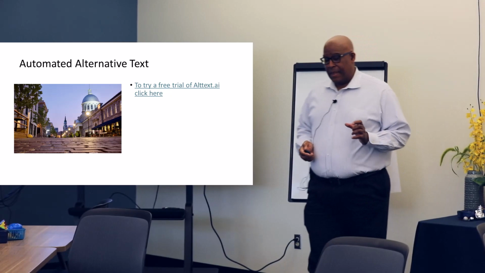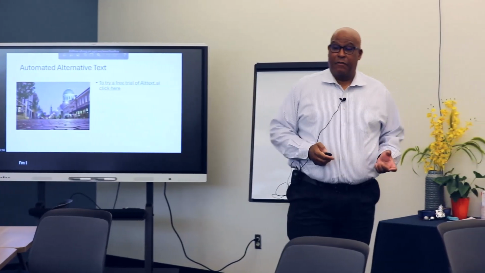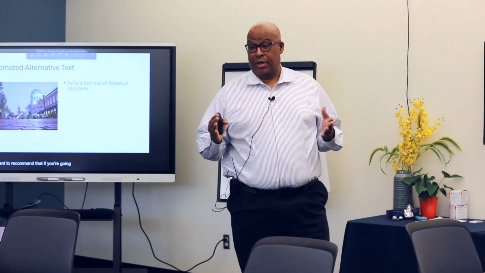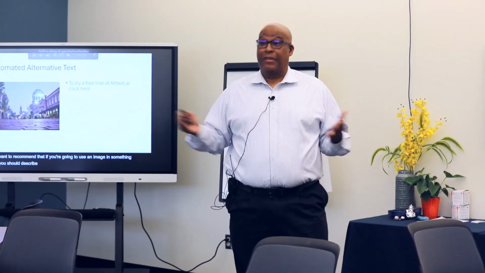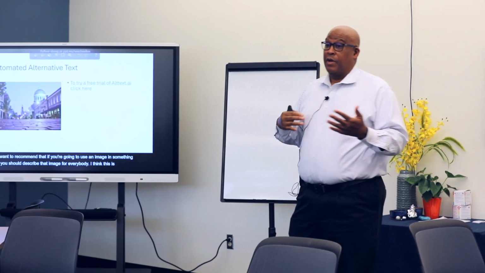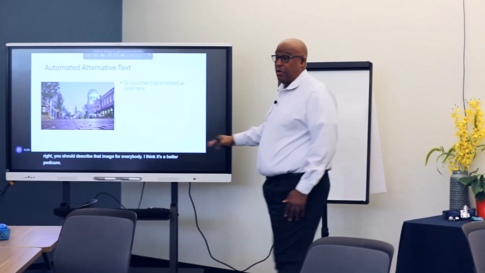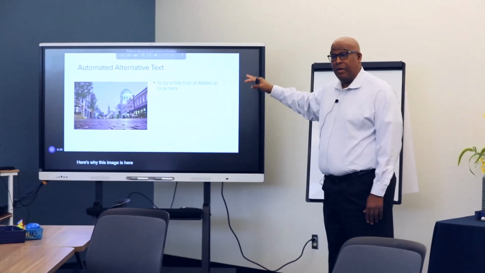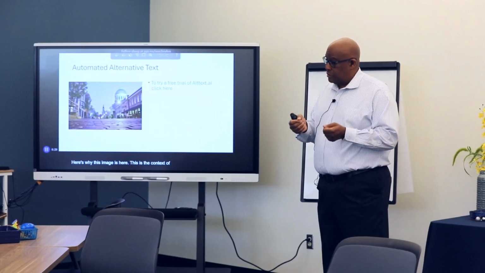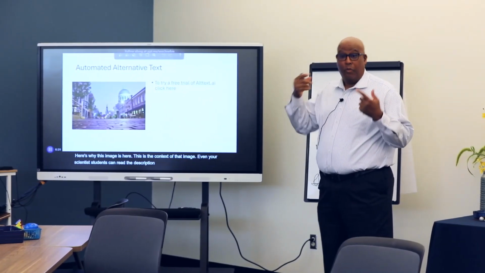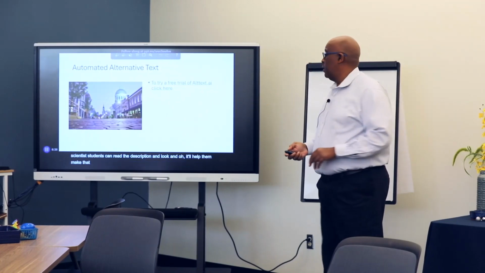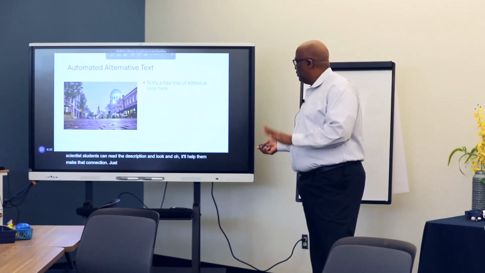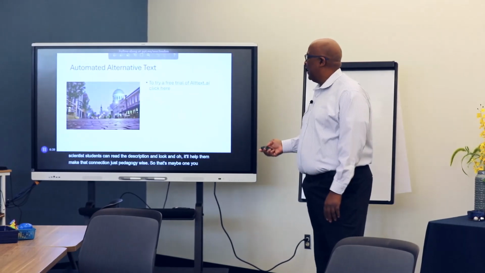I'm one who recommends that if you're going to use an image in something, you should describe that image for everybody. I think that's just better pedagogy. Here's why this image is here. This is the context of that image. Even your sighted students can read the description and look, and it'll help them make that connection. So that's maybe one you should try for a free trial, see how you like it.